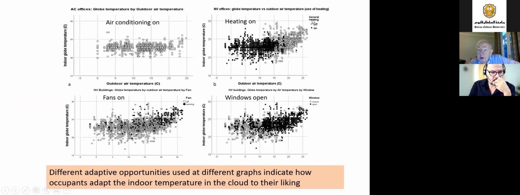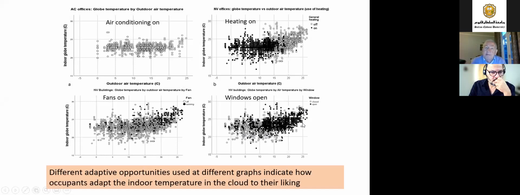And if you see whether the heating is on in the naturally ventilated buildings, these are buildings which in the winter will generally be heated. You'll see that 15 degrees is where it stops being a heated building and starts being a free running building. The fans are used at different times, generally more in the higher temperatures, obviously, and the windows are opened more in the higher temperatures. You don't open the window in the cold weather, but you do in the warm weather.